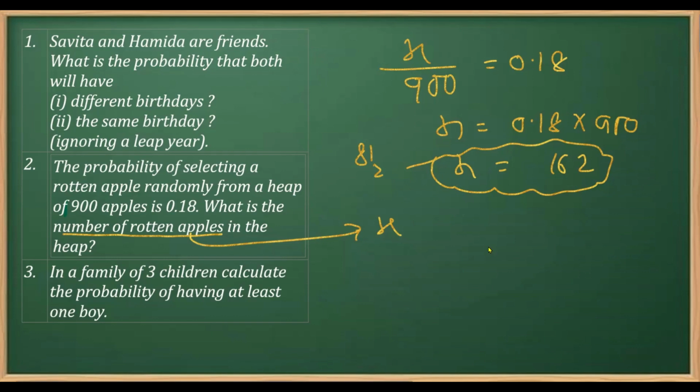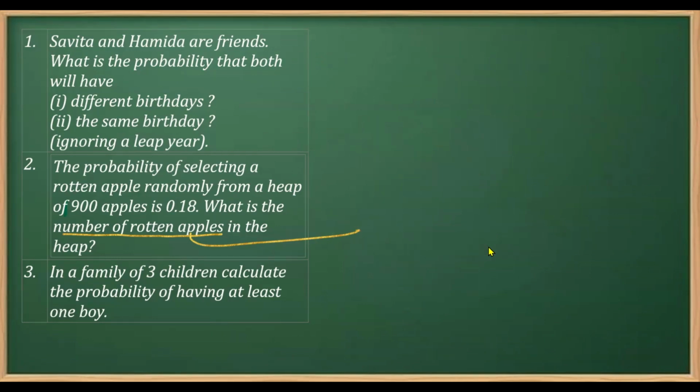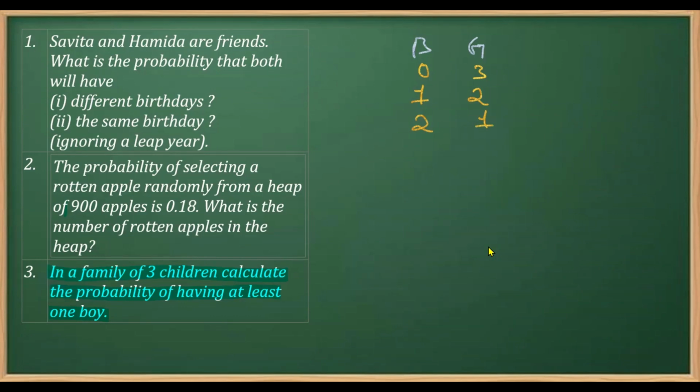Now we have one more question. Check for the third question. It says in a family of 3 children, calculate the probability of having at least one boy. At least one boy here means either one boy or more than one boy. If there is no boy, then all 3 are girls. If there is one boy, then the remaining 2 are girls. If there are 2 boys, then the number of girls is 1. Could be 3 boys, then in that case, no girl.